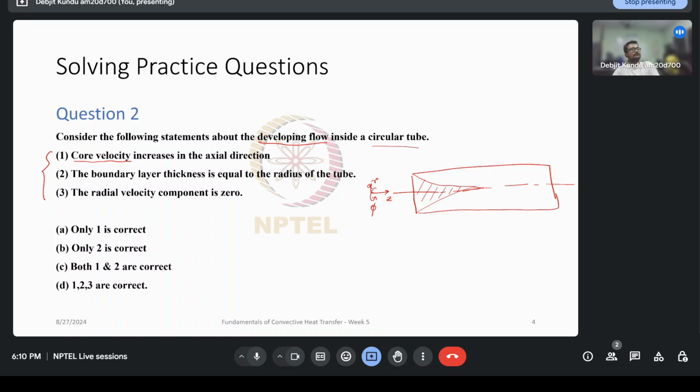So then we come to statement number 2, which says that the boundary layer thickness is equal to the radius of the tube in the developing flow region. And statement 3 says the radial velocity component is 0. Once again, these are all pertaining to the developing region. So what I mean by developing region is up to this much, from the entry till the entrance length, the hydrodynamic entrance length.